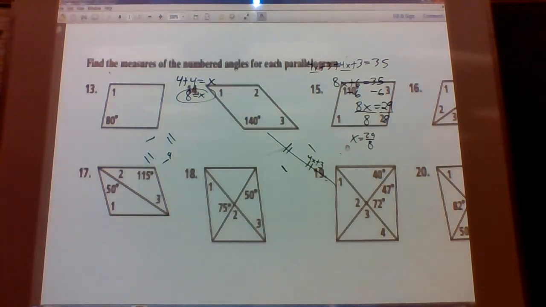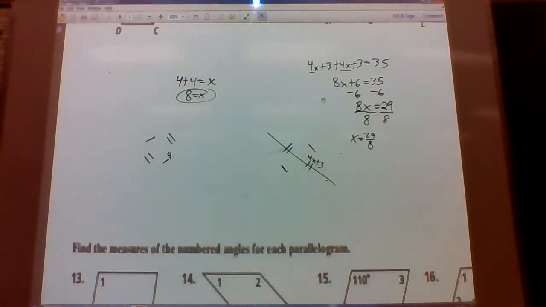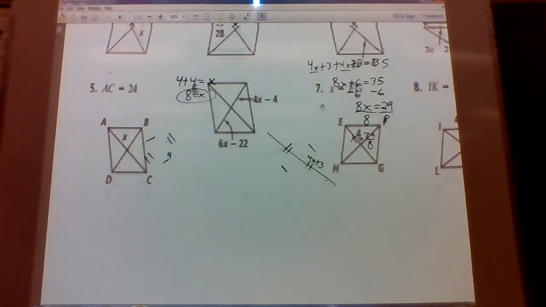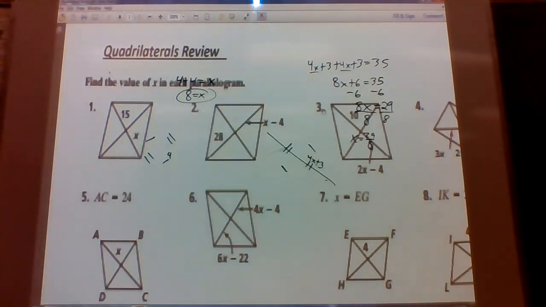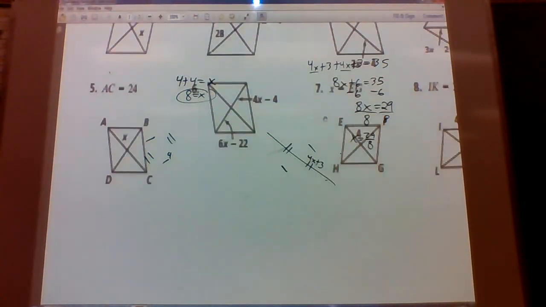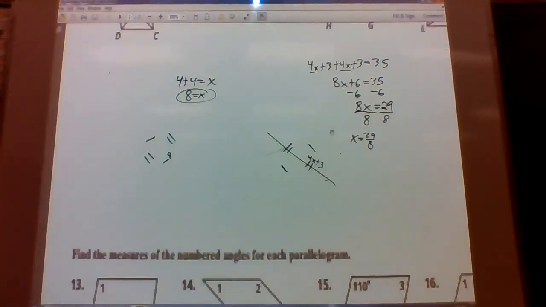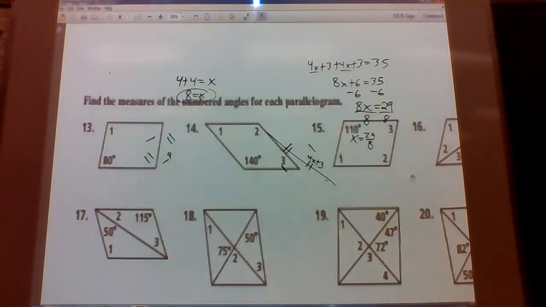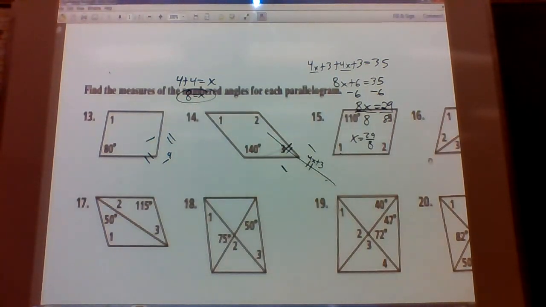But what happened to 10, 11, 12, and 13? Why is 10, 11, 12, and 13 not on there? Oh, it's the wrong side. Never mind. We're good.